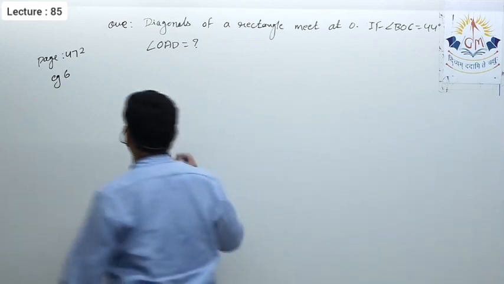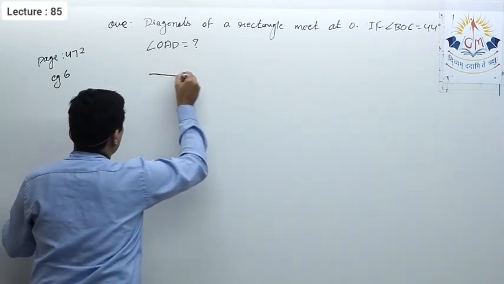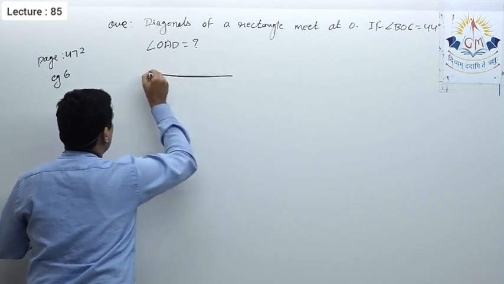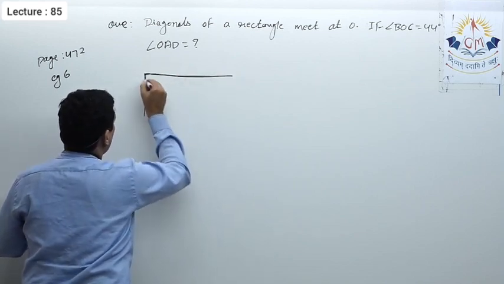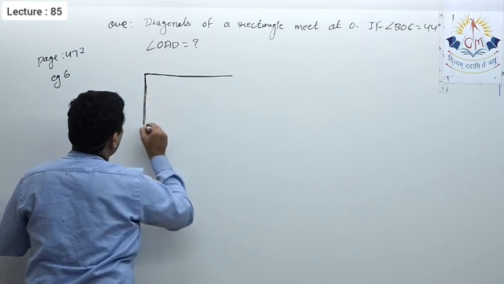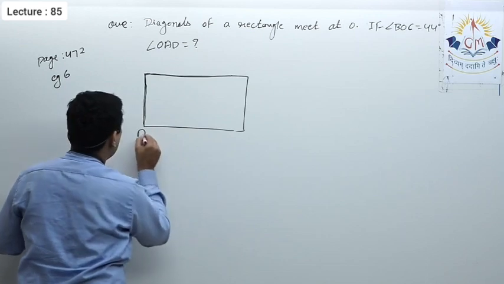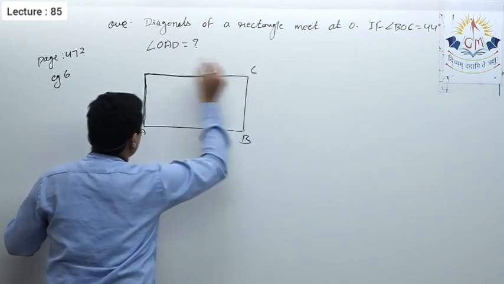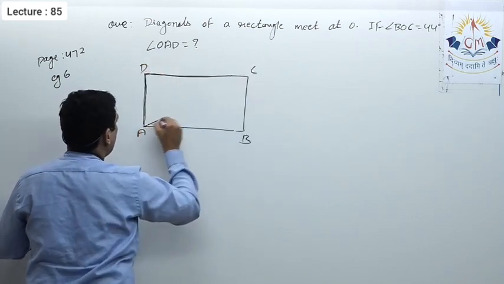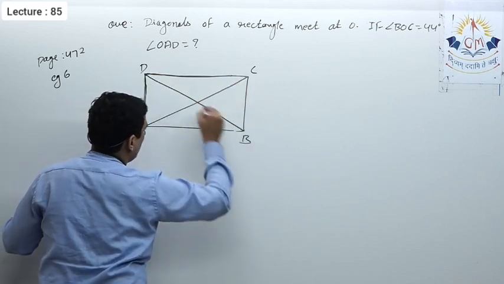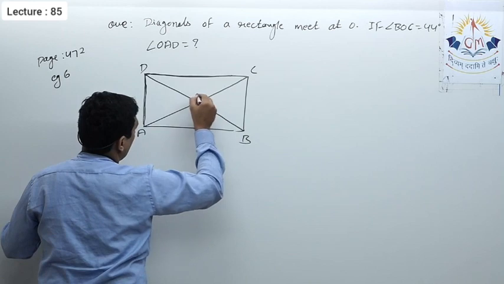Okay, so first of all we'll draw the diagram, a rectangle, because in this question the diagram is not given. But information is given, on the basis of which we can draw the diagram. So here ABCD is a rectangle, and the diagonals meet at O, that is given.